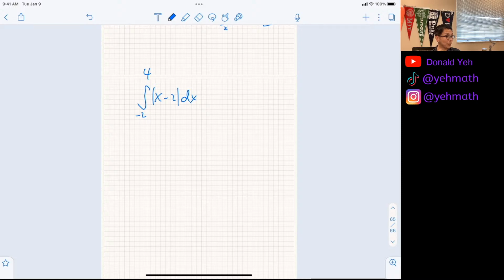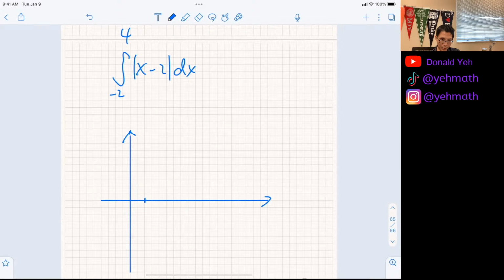Did you guys graph it? If you graph it, what's the first thing you should look for? The x-intercept, right? Where's the x-intercept happen? +2. +2, good. That's a very good understanding.